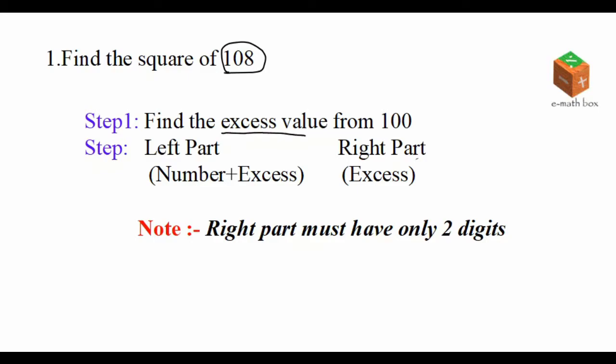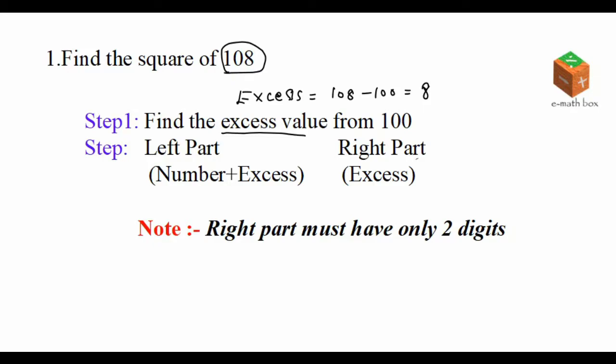Excess is equal to 108 minus 100, which means the given number minus 100 gives us the excess value. So the excess value is 8. Okay, the second step is we should find the left part. You can see I have given a small rule over there: the number plus excess, that is the left part.